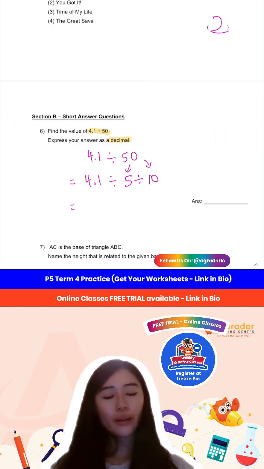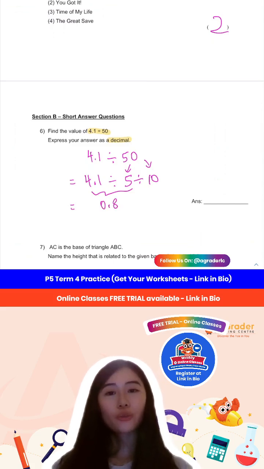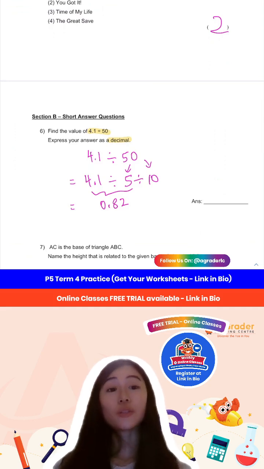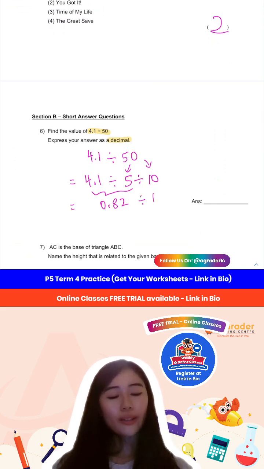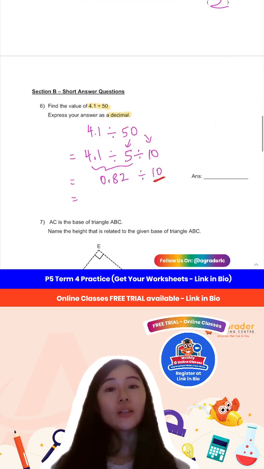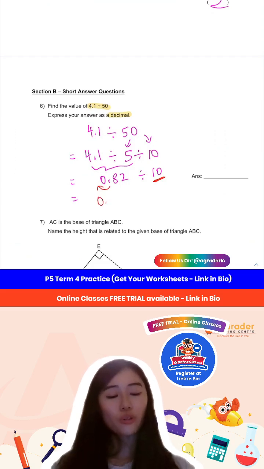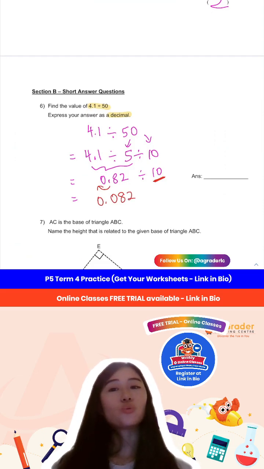So let's divide by 5 first. 4.1 divided by 5 gives you 0.82. So this one you can use a long division. Once you get 0.82, then you can divide by 10. When you divide by 10, 10 has 1 zero, which means that you can move 1 decimal place. So when you divide, move 1 decimal place to the left. Like this, you can shift the decimal place to the left. So your final answer should be 0.082.